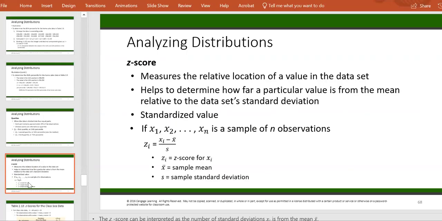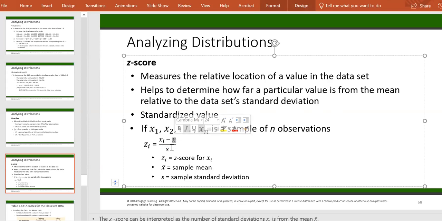The next way we can analyze distributions is through Z-scores. Z-scores show the relative location of each value in a data set in terms of its distance from the mean, relative to the data set's standard deviation. So it basically shows the distance of a value from the sample or population mean, in terms of the number of standard deviations.